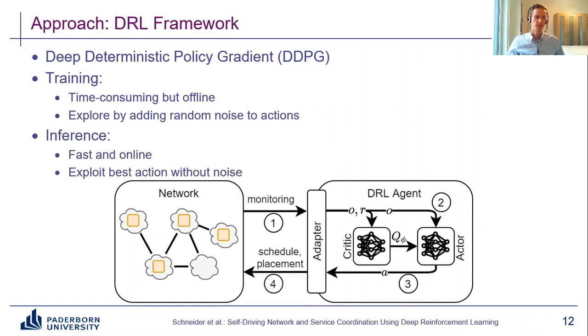And then during inference, after training, after our agent converged, it can do the scaling, placement, scheduling very quickly and online, because we do not need to train it anymore. We do not need to do any backpropagation of these neural networks anymore. And in that case, we also want to exploit the best actions that we have, so we do not add any more noise.